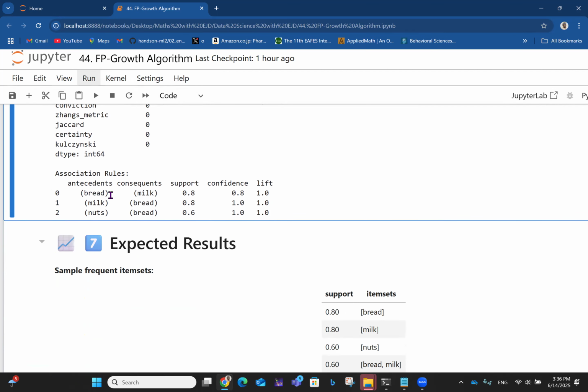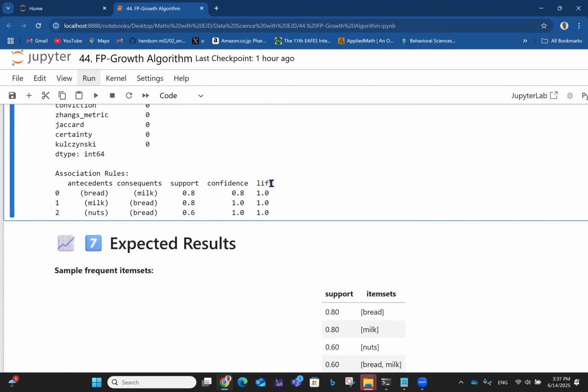Then for the association rules now, most of the times bread first, followed by milk, and that will happen 80% of the times. The support is 80%, the confidence is 80%, the lift is 100%, right? Milk and bread, nuts and bread. So the lift is 100%, that guarantees that it will always happen.